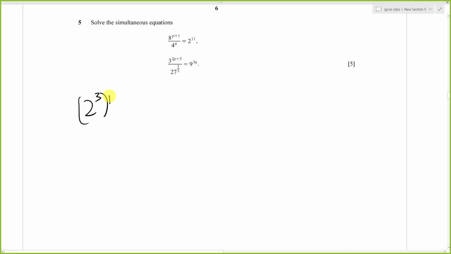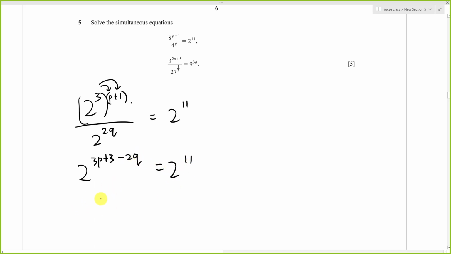Then p plus 1, I will just bracket it, okay. Divide means minus at the power. Never mind, I do step by step. I straight away do, I'm scared some of you actually get a bit blur here. 4 will become 2 to the power of 2, q equals 2 to the power of 11. Okay, now everything is in terms of 2 already, right? Then I will multiply. This is 3p plus 3, minus, divide means minus, right? 2q equals 2 to the power of 11. Then, yeah, 3p plus 3 minus 2q equals 11.